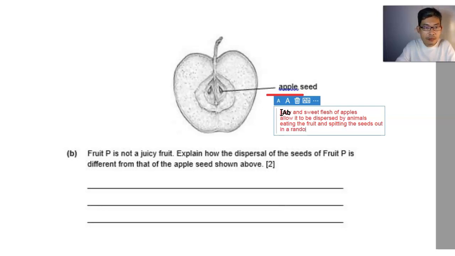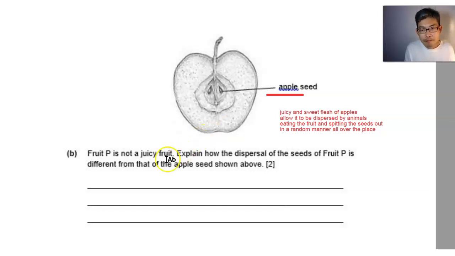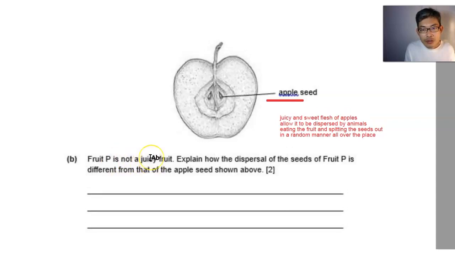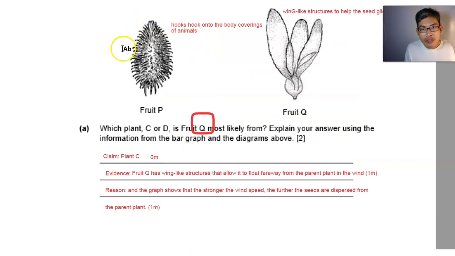in a random manner all over the place. This is how animals will disperse the seed of apple. Unless they swallow it, which is also possible, but if they do not, they can just spit it out. And since animals don't follow a fixed route, right? They may have a home, but when they gather fruits and they find fruits, they just go all over the place. And they'll eat all over the place and they'll spit the seed out all over the place. Now, fruit P is not juicy, but it's still dispersed by animal because it has hooks.